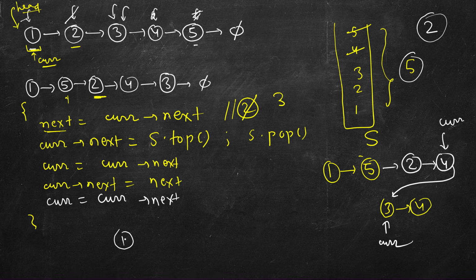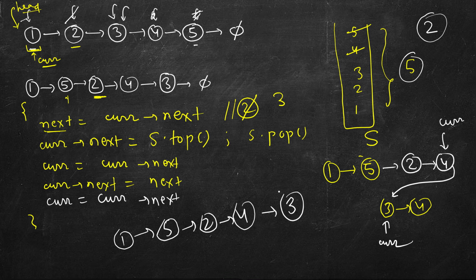So what is the state? 1 is pointing to 5, 5 is pointing to 2, 2 is pointing to 4, 4 is pointing to 3, but 3 is again pointing to 4. So this is the extra thing that we need to take care of. When this loop ends, current is pointing here. So at the end of this loop, what we will do? Current next equal to null, and that's it. So this is now null and we get the result.